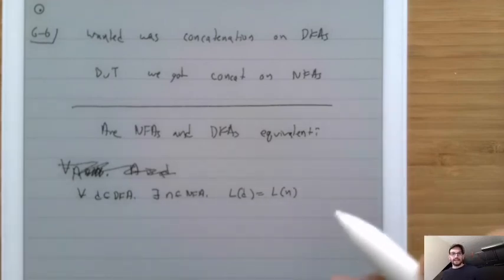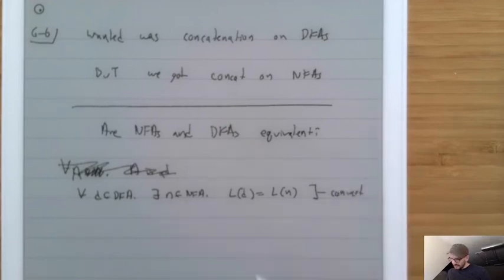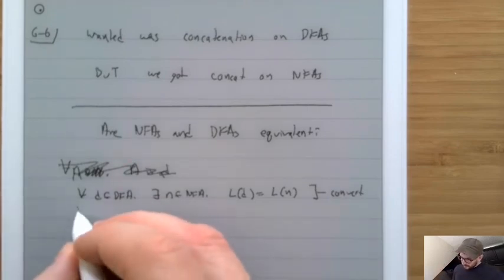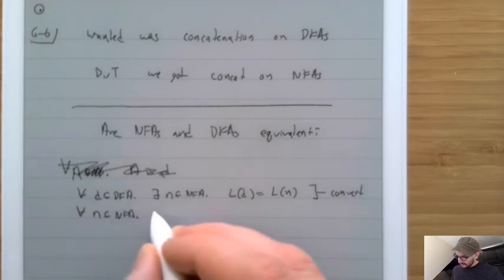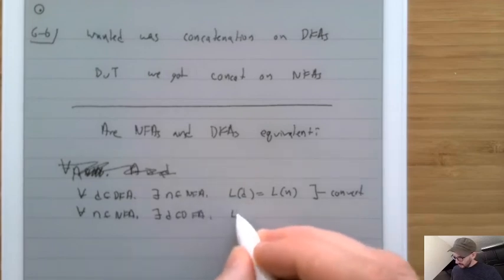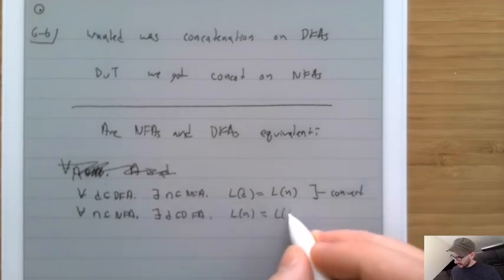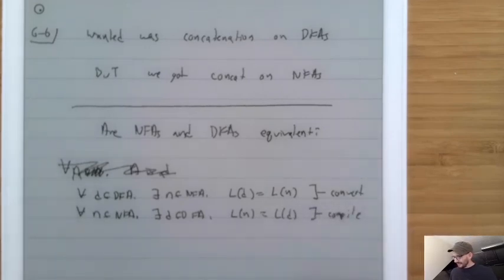Hey, in fact, we wrote that. That is the convert function, because what the convert function does is it takes a DFA and returns the NFA that does the same thing. Similarly, we could write a function that says for all N inside of NFA, there exists a D inside of DFA where the language of the NFA is equal to the language of the DFA. This would be a function that we'll call compile, because it takes an NFA, which is a complicated thing, and compiles it to a DFA, which is a simple thing. That's going to be the subject of our next class.